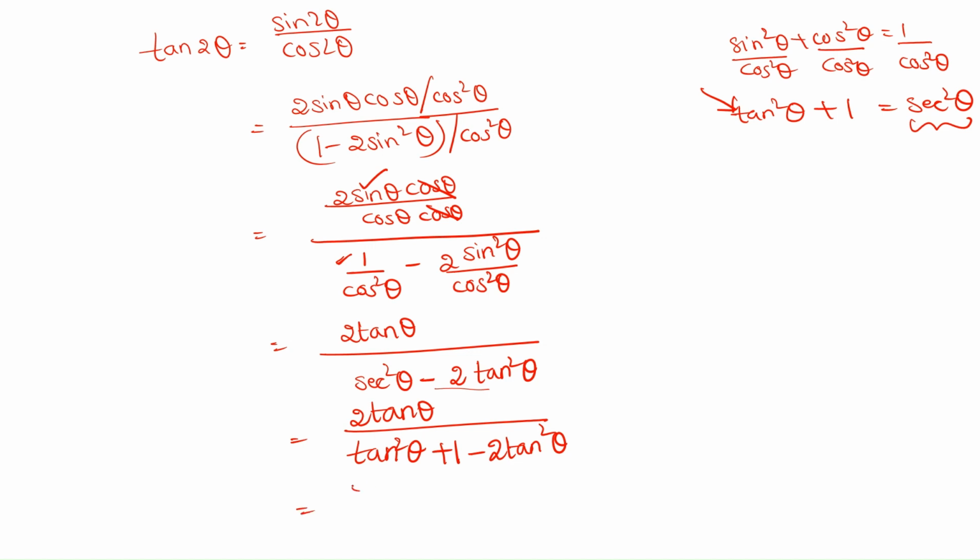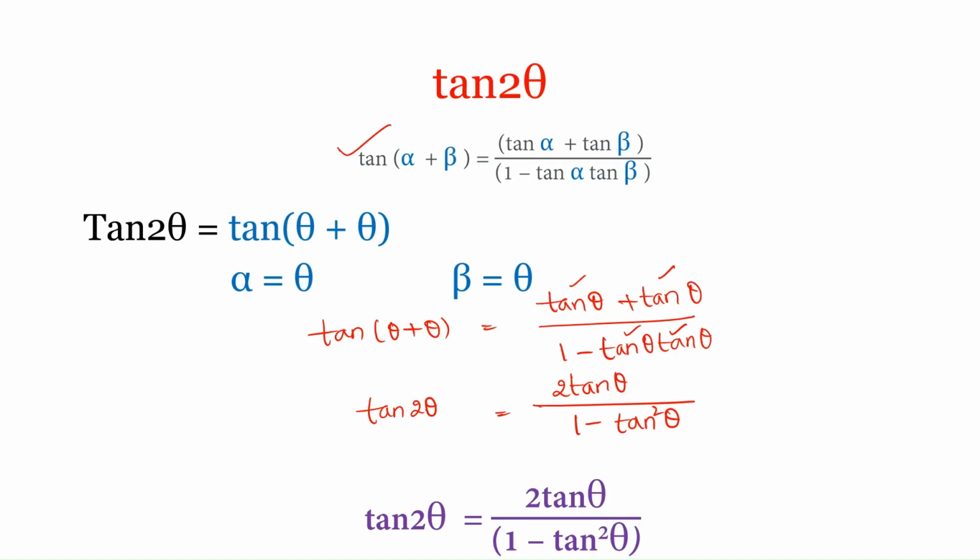Now, on further simplifying, tan square theta minus 2 tan square theta will become minus tan square theta. It is nothing but 1 minus 2, so 1 minus 2 is minus 1. So minus tan square theta, and this one we will write as this. So 2 tan theta divided by 1 minus tan square theta. This we have derived using the concept of tan theta equal to sin theta by cos theta. So we have seen two different ways of arriving at the formula for tan 2 theta. If we observe, in both cases it is the same.